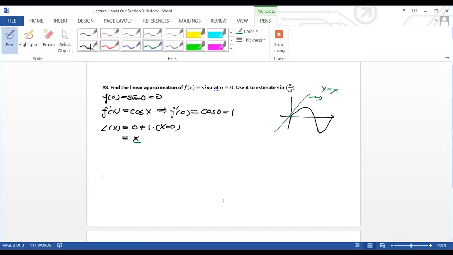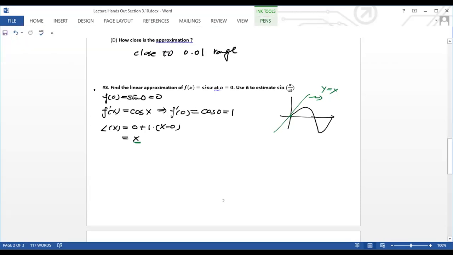Okay, so now let's take a look. How do I use this for sine of pi over 15? Because the sine is just y equal to x near 0, it's equal to pi over 15. Then you can use 3.14159 divided by 15, and what you get is approximately 0.2094. Okay, so this is the approximation.